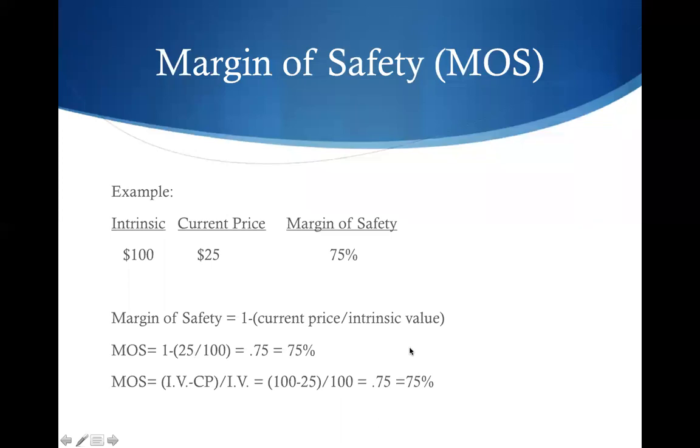Does that make sense? Like I said before, most investors will look at 25 to 50% margin of safety. So if you were looking at a margin of safety of 25%, the intrinsic value that you came up with is within that margin of safety of 25%.